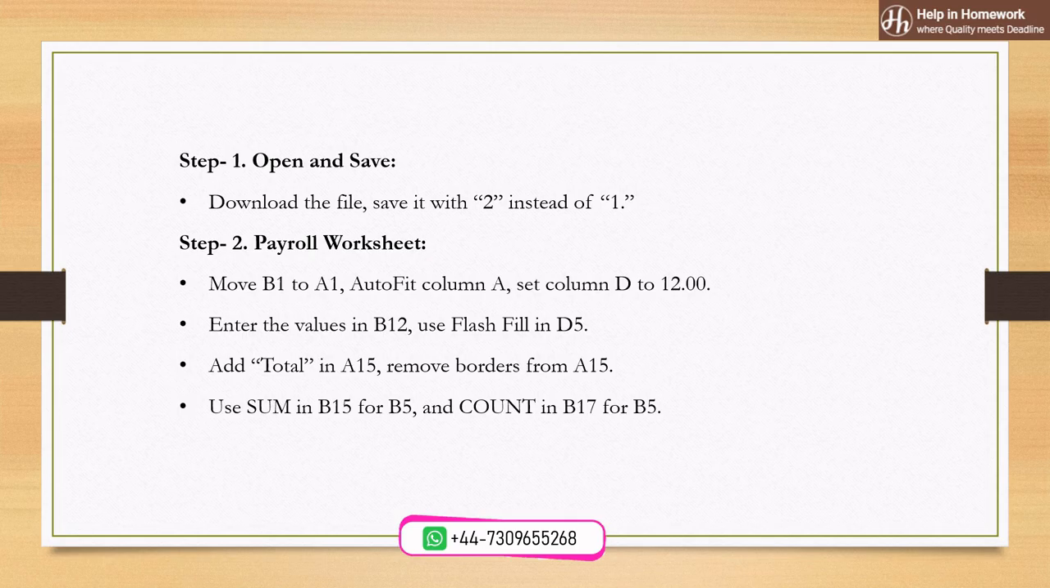Step 2. Payroll worksheet. Move B1 to A1, autofit column A, set column D to 12.00. Enter the values in B12, use Flash Fill in D5. Add Total in A15, remove borders from A15. Use SUM in B15 for B5, and COUNT in B17 for B5.